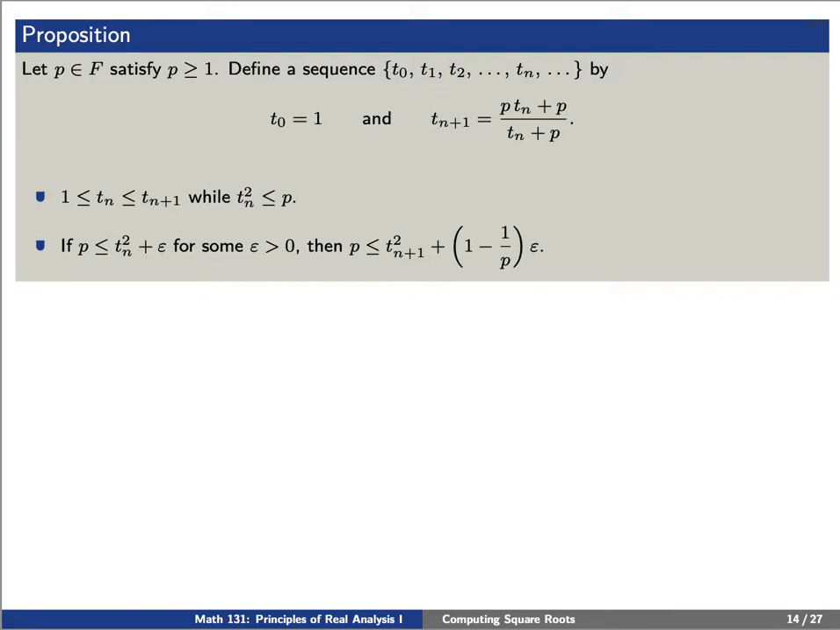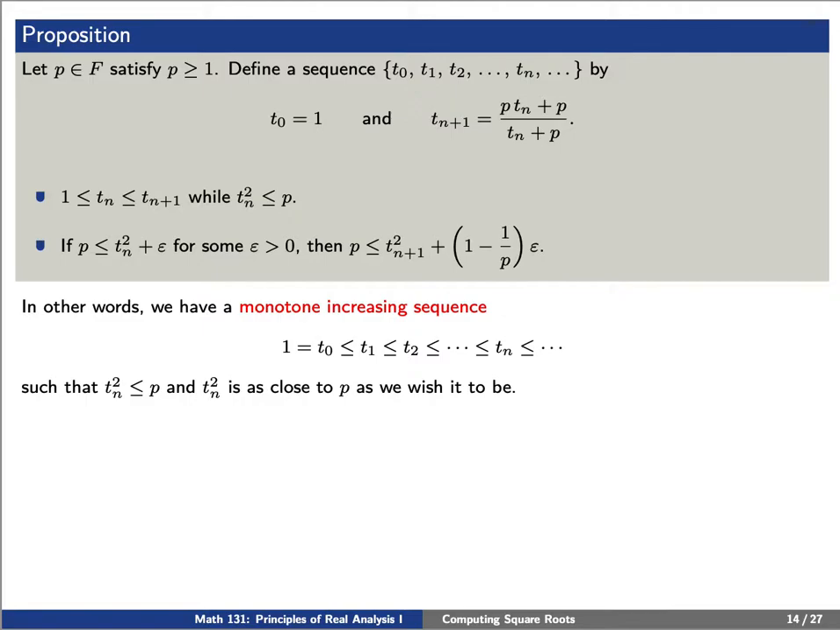First, each t sub n is greater than or equal to 1. Next, t sub n plus 1 is greater than or equal to t sub n, and t sub n squared is less than or equal to p. But we have a stronger statement. If t sub n squared plus epsilon is greater than or equal to p, then at the next stage, t sub n plus 1 squared plus (1 minus 1 over p) times epsilon is greater than or equal to p. The idea here is that if epsilon is small, then (1 minus 1 over p) times epsilon is even smaller.